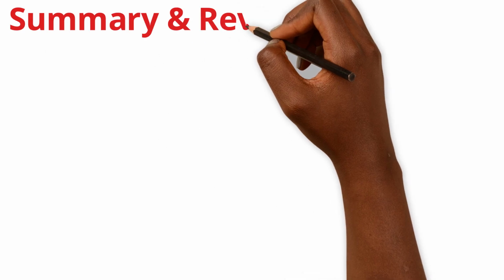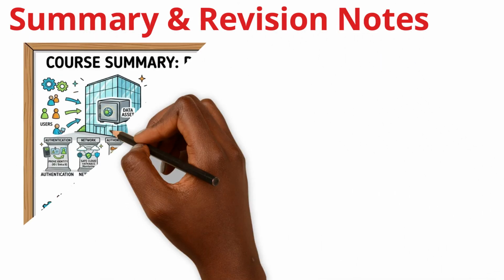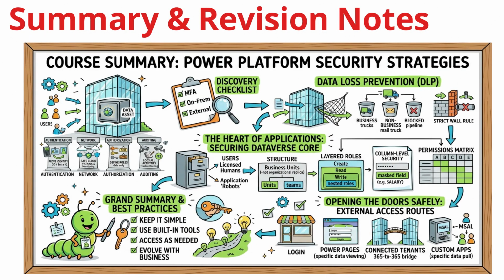We began by treating our platform like a new office building, where we secured the 4 pillars of authentication, network, authorization, and auditing. Next, we deployed data loss prevention safety nets to stop sensitive information from accidentally leaking through unapproved digital pipes. Deep inside our Dataverse filing cabinet, we organized our workers into teams, created strict business boundaries, and layered precise security roles to protect our most valuable records.